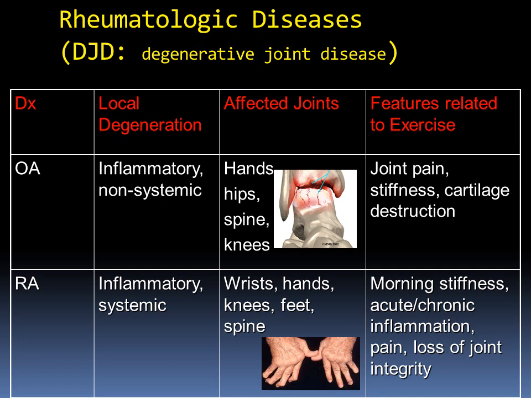For rheumatoid arthritis, the affected joints are the wrists, the hands, the knees, the feet, and the spine. But again, other joints can also be affected. Features related to exercise include morning stiffness, acute or chronic inflammatory responses, pain, loss of joint integrity. And again, when we're prescribing exercise for RA, we need to keep those factors in mind.